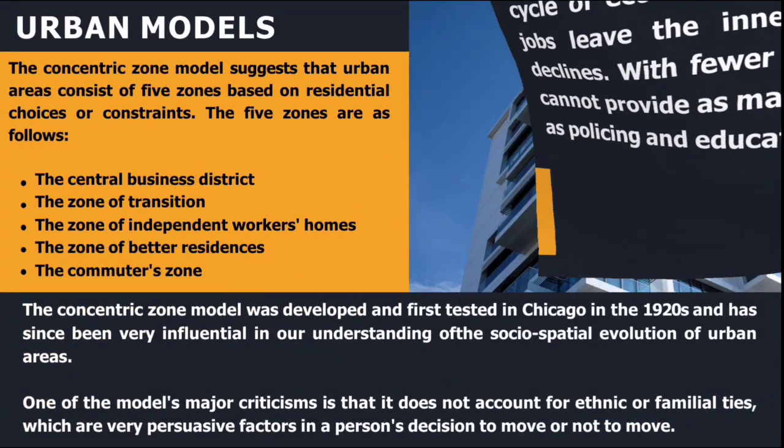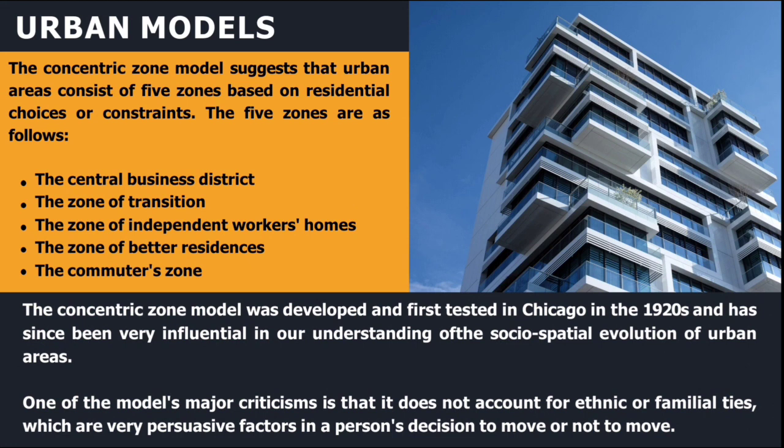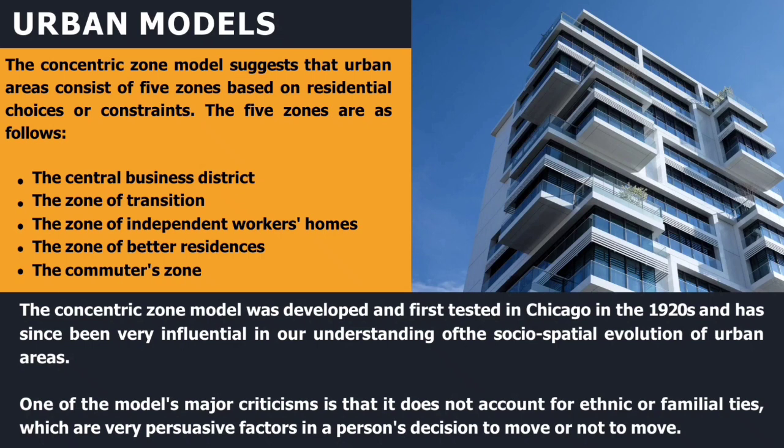Let's start with the concentric model, one of the most influential models. This model was developed and first tested in Chicago in the 1920s and has since been very influential in our understanding of the socio-spatial evolution of urban areas. One of the model's major criticisms is that it does not account for ethnic or familial ties, which are very persuasive factors in a person's decision to move or not to move.